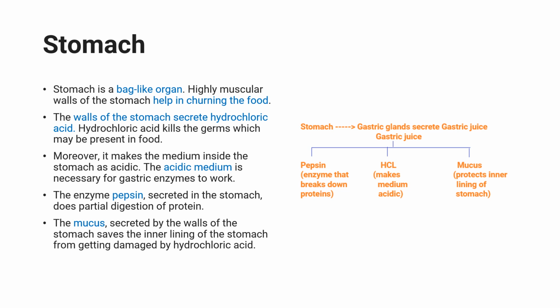The enzyme pepsin secreted in the stomach does partial digestion of protein. The mucus secreted by the walls of the stomach saves the inner lining of the stomach from getting damaged by hydrochloric acid.